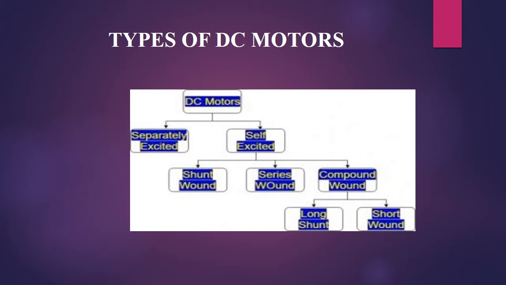Types of DC motors. There are three types of DC motors. They are DC shunt motor, DC series motor and DC compound motor. Okay, so first we see about the DC shunt motor.